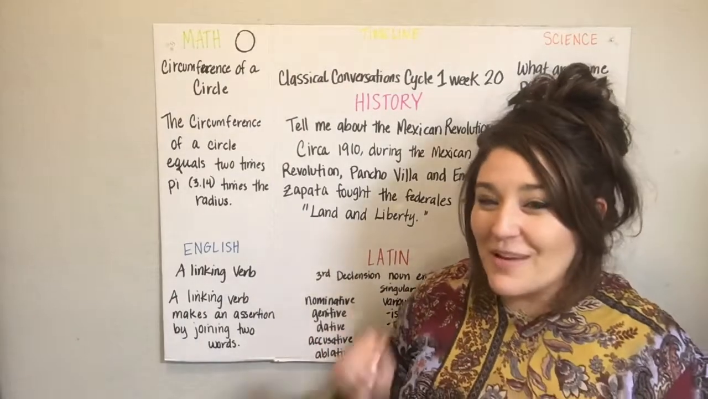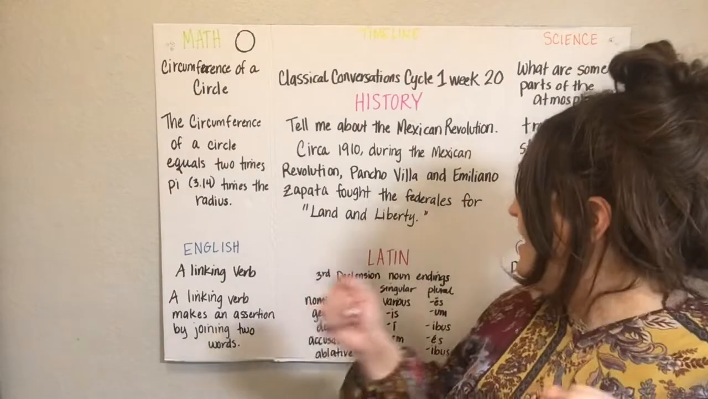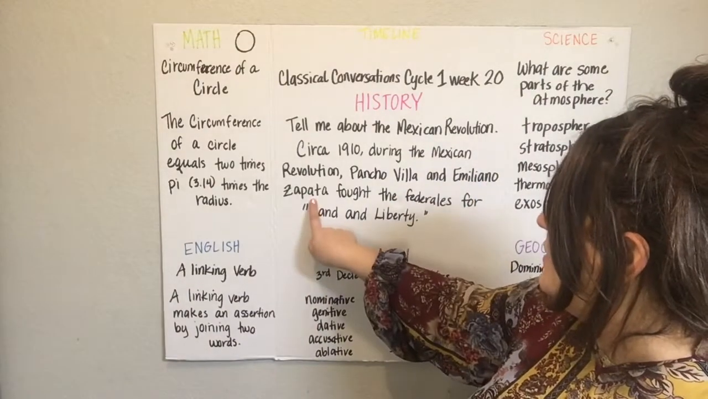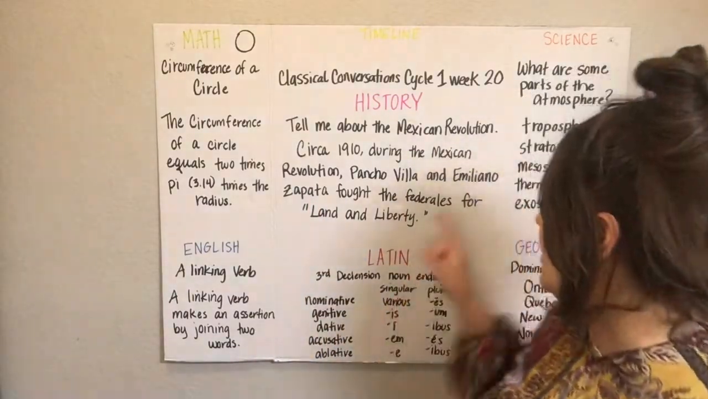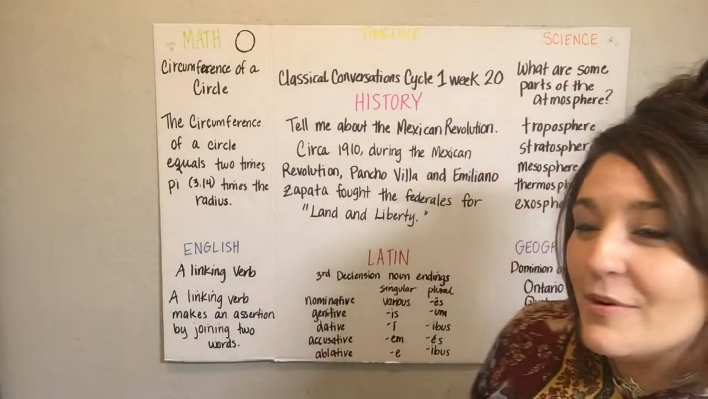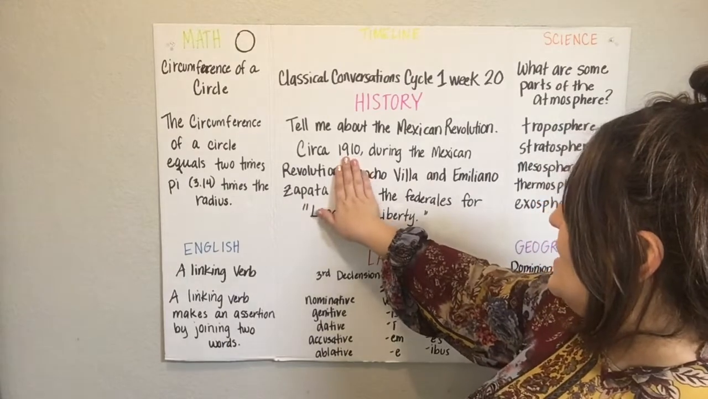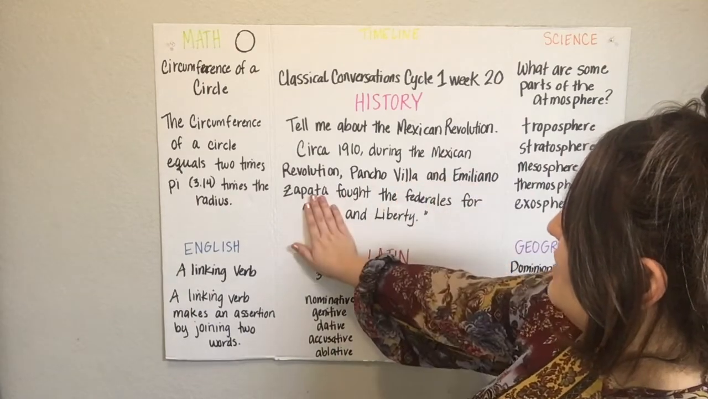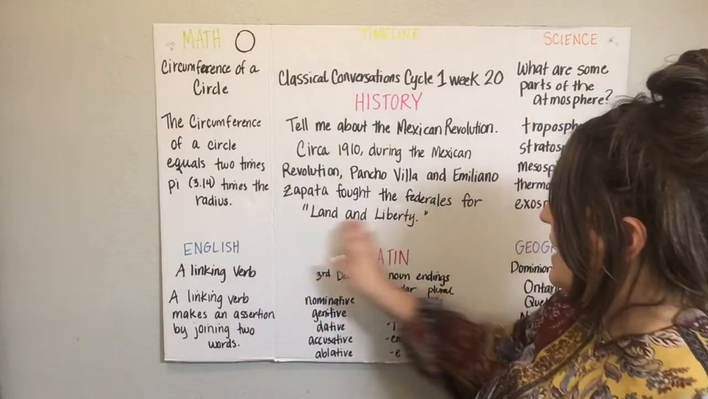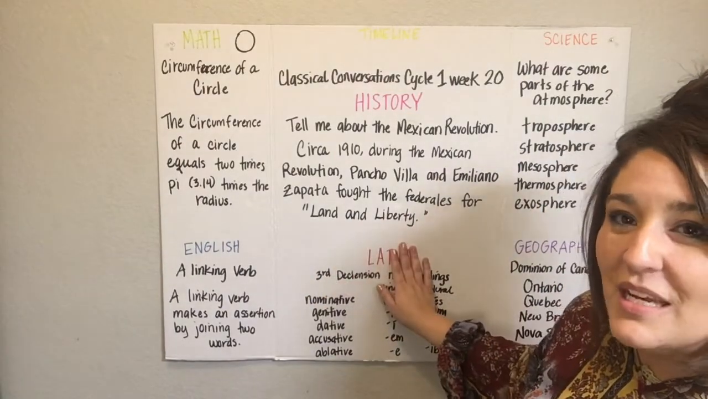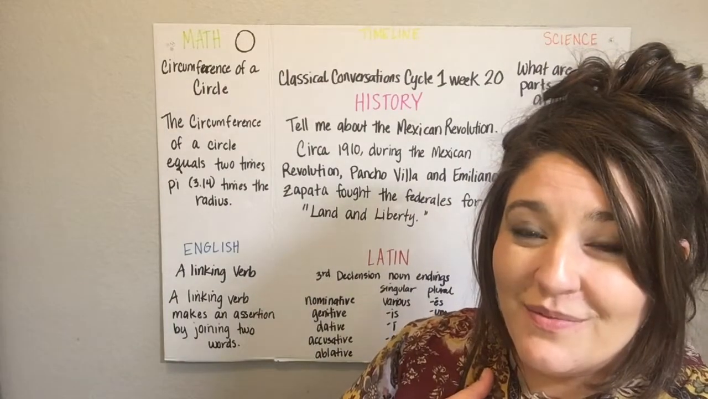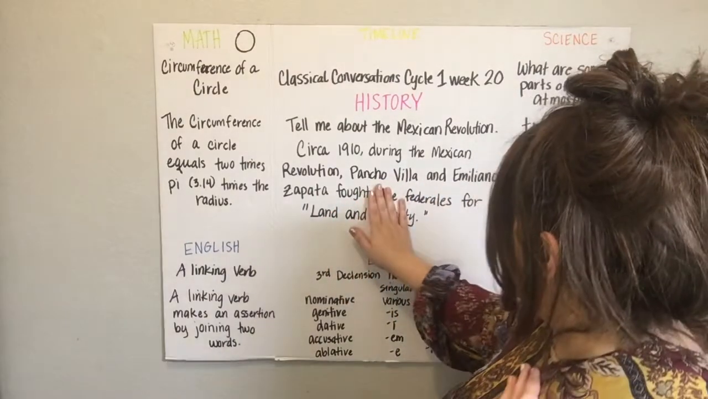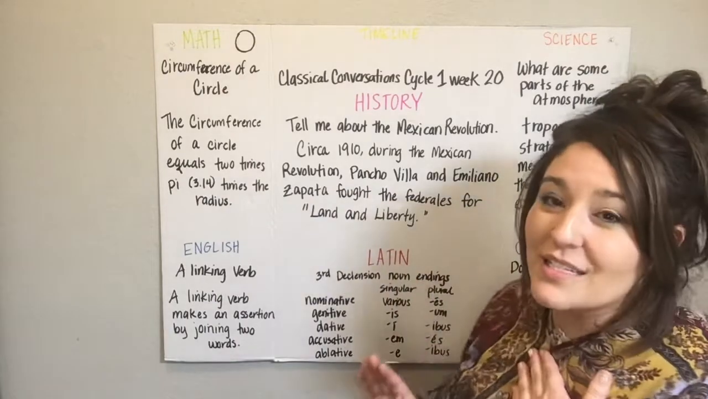Circa 1910, the Mexican Revolution. Pancho Villa and Emiliano Zapata fought the federales for land and liberty. Yeah, yeah, for land and liberty. Circa 1910, the Mexican Revolution. Pancho Villa and Emiliano Zapata fought the federales for land and liberty.